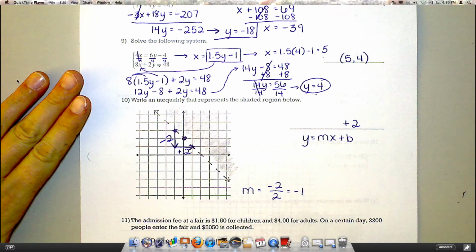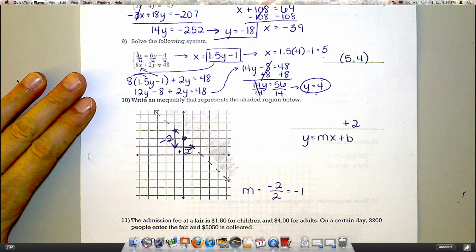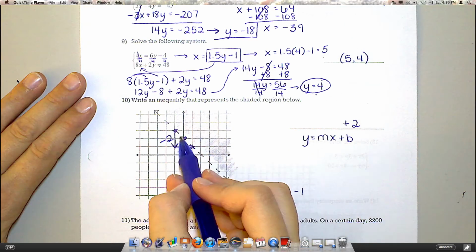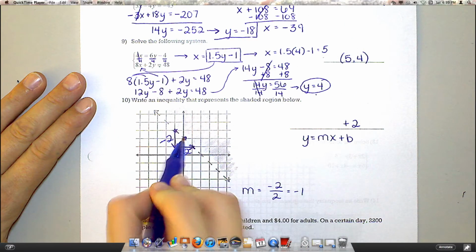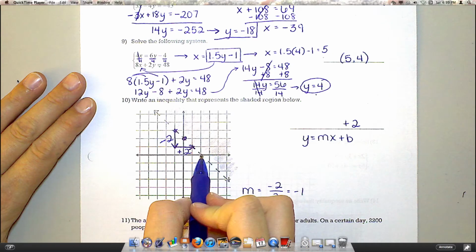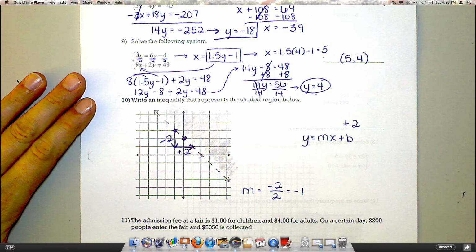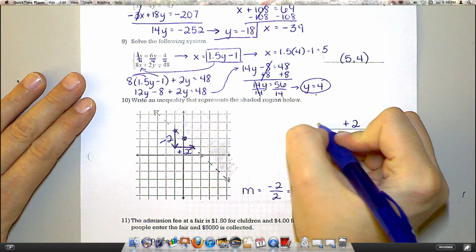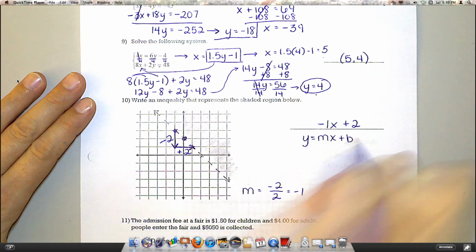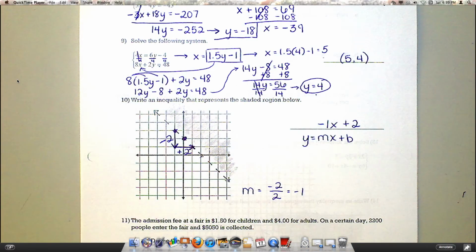Now you should have gotten that same negative 1 no matter what pair you chose. So if you chose to do maybe this point, the y-intercept and the x-intercept, that's usually a popular choice, you would have gotten the same thing. Or if you would have chosen 2 points right next to each other, it still would have worked the same way. Your slope should be negative 1x. Well, I'm sorry, your slope is negative 1, but don't forget to put your x in there.